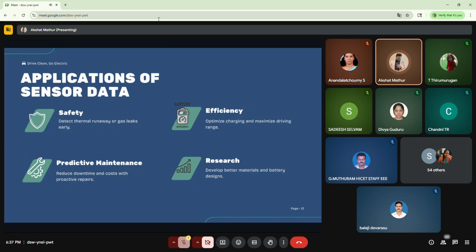So finally, research and innovation. Engineers and scientists use sensor datasets to test new battery chemistries, improve cooling systems, and design better energy storage. The EV industry moves forward because of the knowledge gained from these data driven experiments. So, sensor data doesn't just live in a lab or BMS, it directly shapes the safety, performance, and future of electric vehicles.